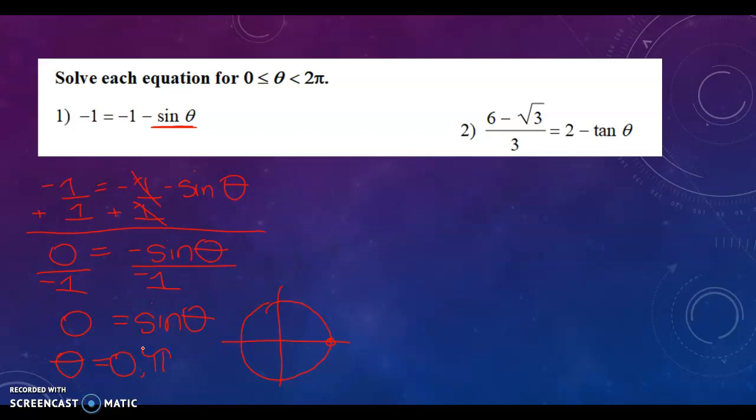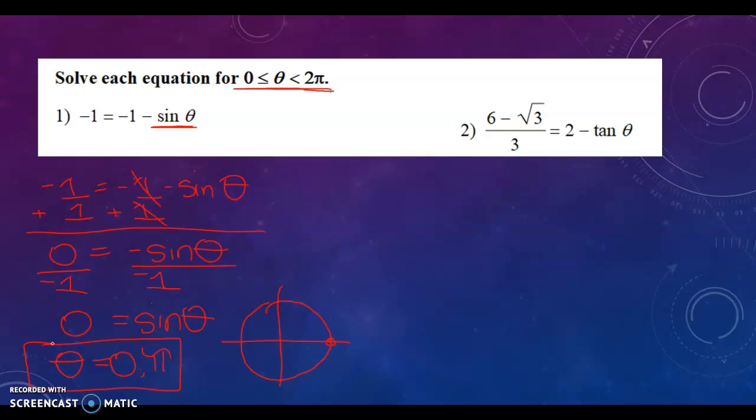Notice, guys, I did use 0 instead of 2 pi, and that's because of this restriction on theta up here. I have theta is less than 2 pi, so 2 pi is not included. So my answer for theta, for question 1, is going to be 0 and pi.